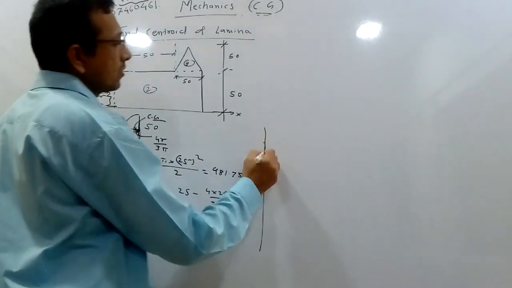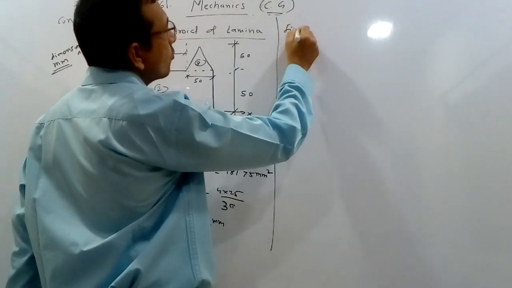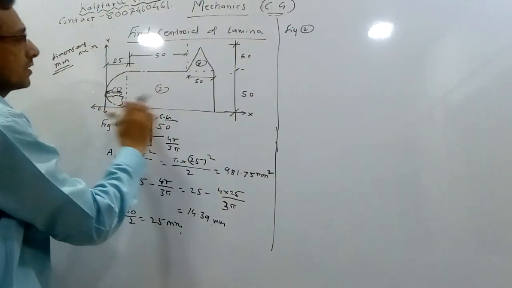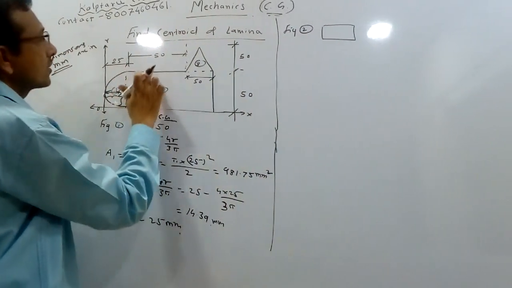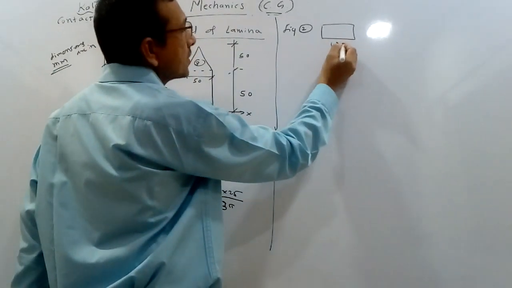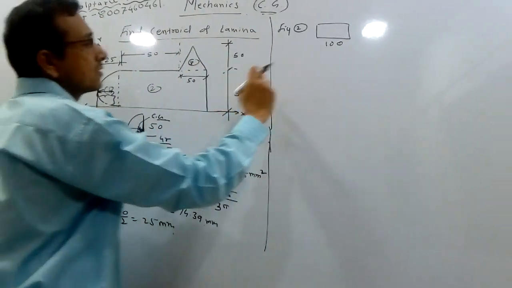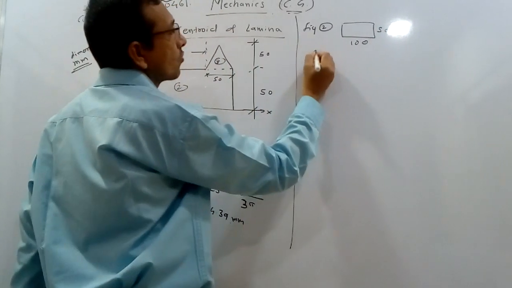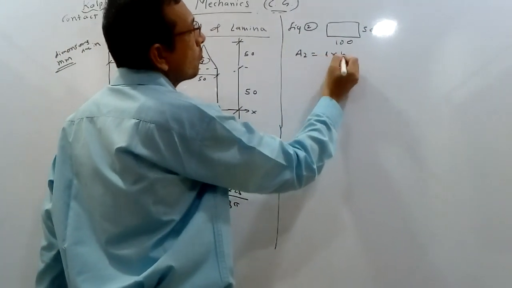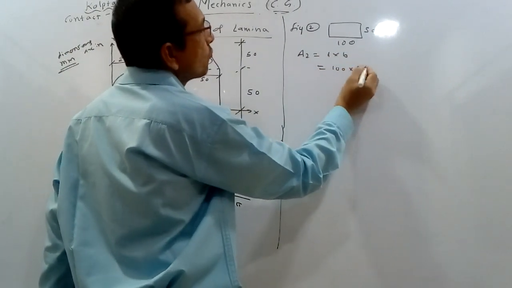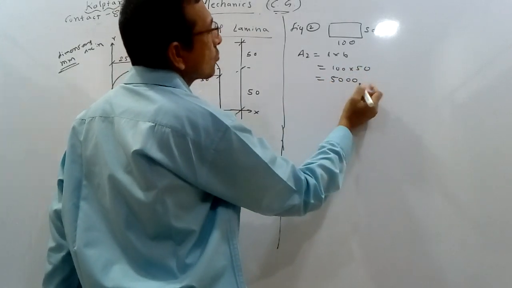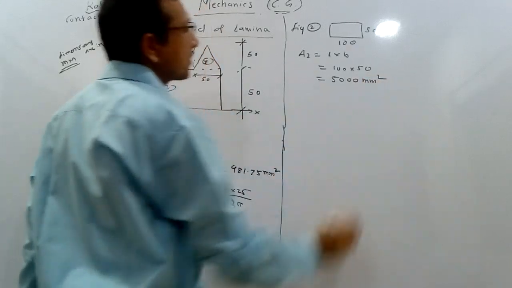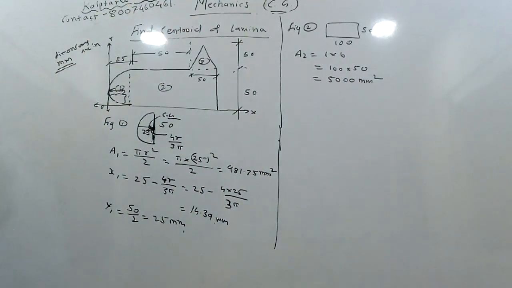Now come for figure 2. Which is the figure 2 here? It is just like a rectangular shape. In this rectangular shape, if you observe, this is 50 and this also 50, means it is 100. How much is this distance? 50. So what is the area? Length into breadth. So 100 into 50. That is 5000 millimeter square, which is your A2.